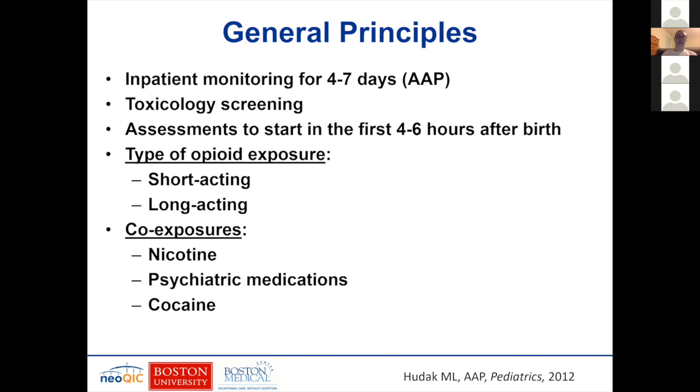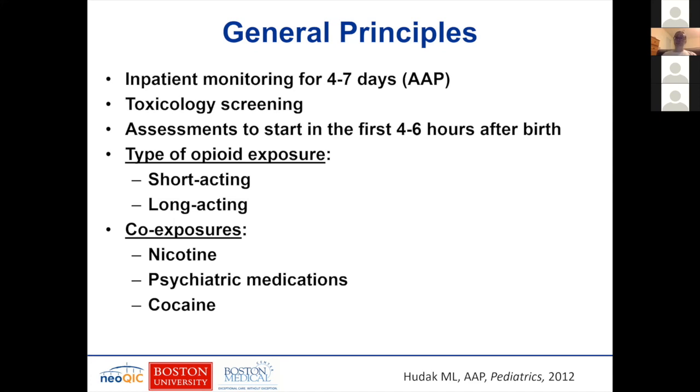Really important to keep in mind a couple of other things. One is what type of opiate exposure it is. Is it a short acting where you would expect to see signs maybe in the first 24 hours of life? Or is this a longer acting agent like methadone or buprenorphine, which may take several days to develop? Also really important to keep in mind these other co-exposures. I just want to talk about these for a second because this comes up a lot, particularly if you're still using the Finnegan score.